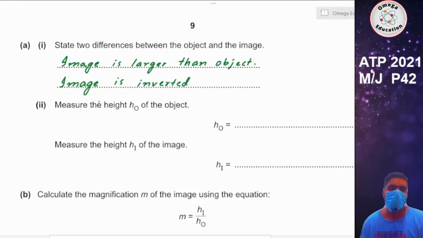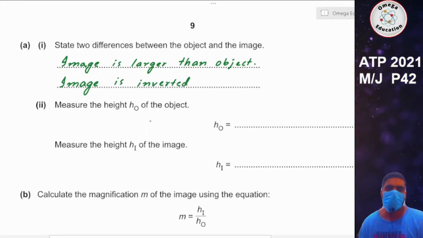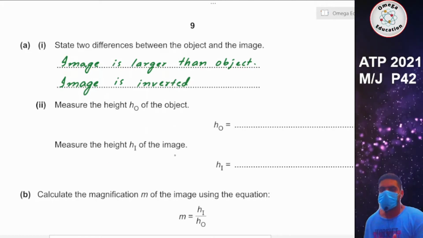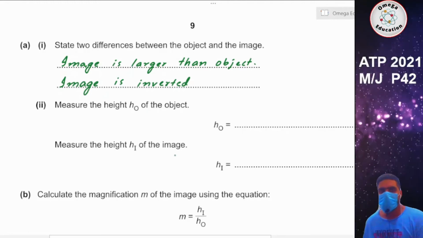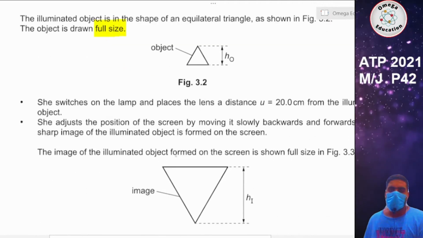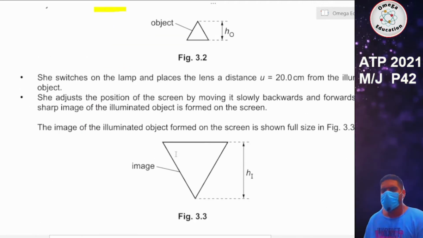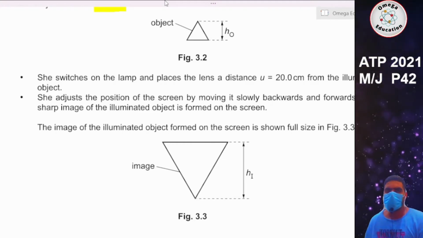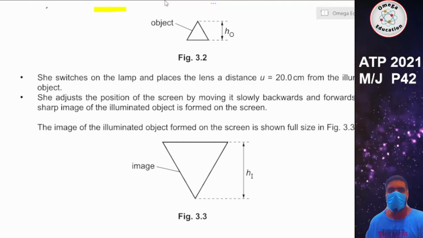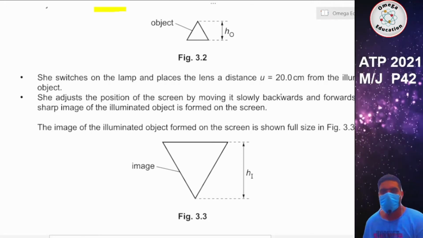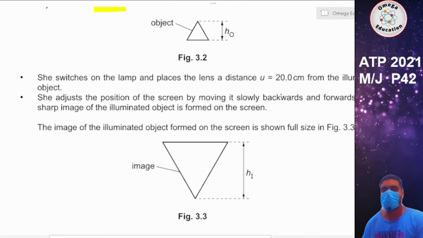On to part 2. Measure the height h0 of the object and measure the height hi of the image. So now you'll need to do it with the help of a ruler, and the answer might be different. Once you print it on a sheet of paper, the dimensions might be changed a little bit, so the answer might be different to the one provided by Cambridge.